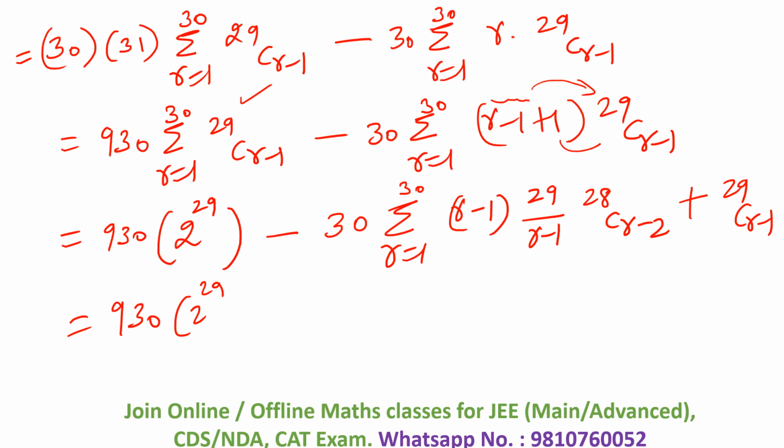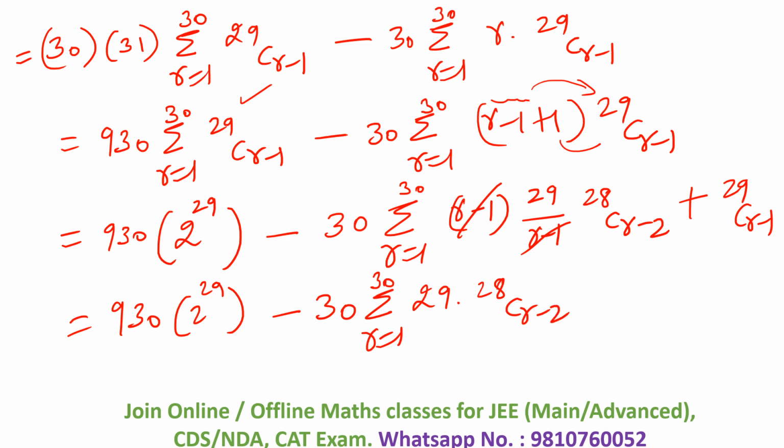Now we will just split this summation into two parts. It becomes minus 30 times summation r varying from 1 to 30. Now students, this r minus 1 and r minus 1 just get cancelled. And this is 29 into 28C(r minus 2) minus 30 times summation r varying from 1 to 30, 29C(r minus 1). Fine. Now students, we move further.